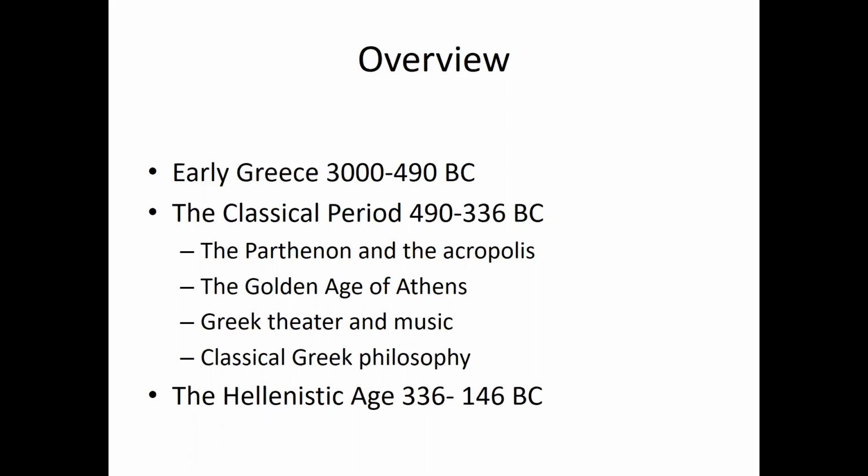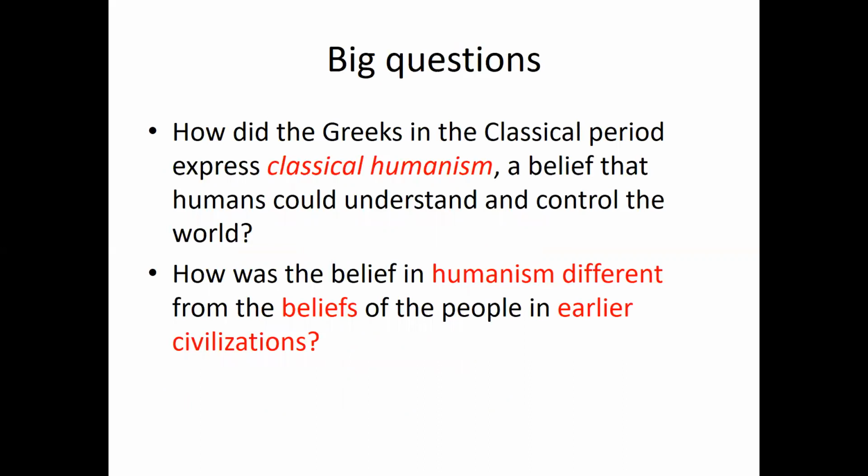This is the time of Greek gods and goddesses that you may recognize from mythology, great realistic sculpture, great architecture such as the Acropolis and the Parthenon, the great philosophers Socrates, Plato, and Aristotle, and the rise of drama. The ancient Greek age is divided into 3 time periods: early Greece, or the Archaic period, from 3000 to 490 BCE, the Classical period, 490 to 336 BCE, and the Hellenistic age, 336 to 146 BCE.